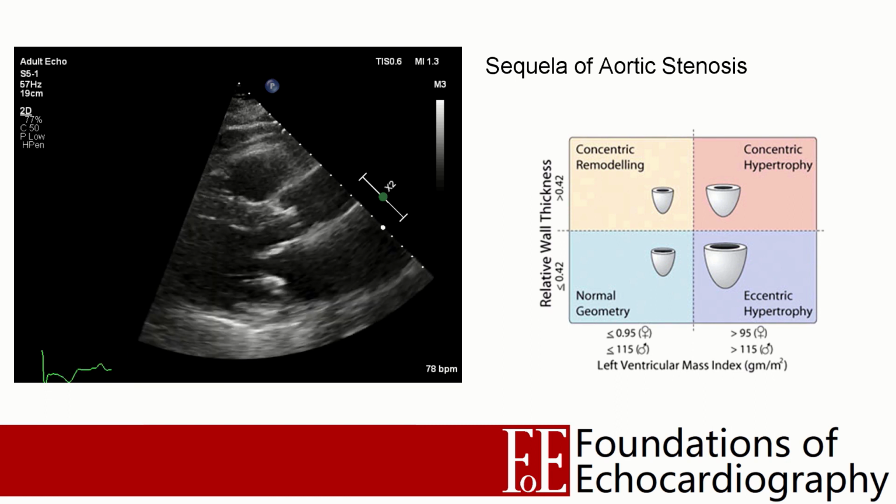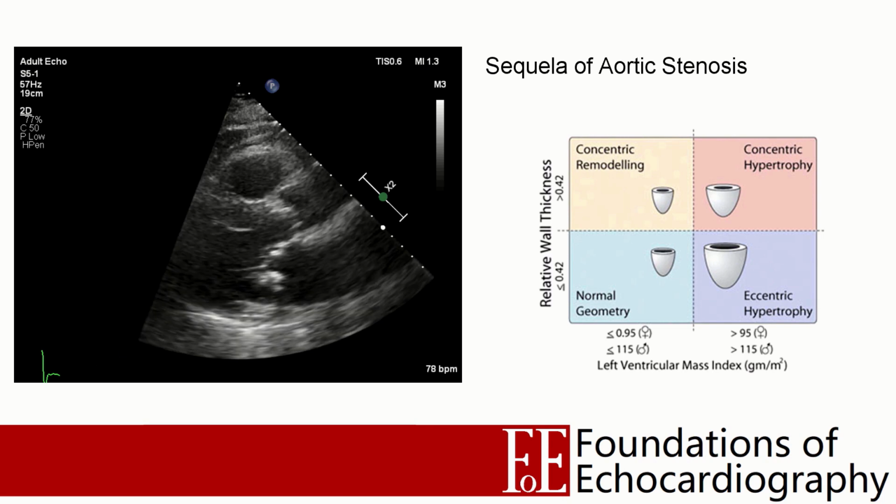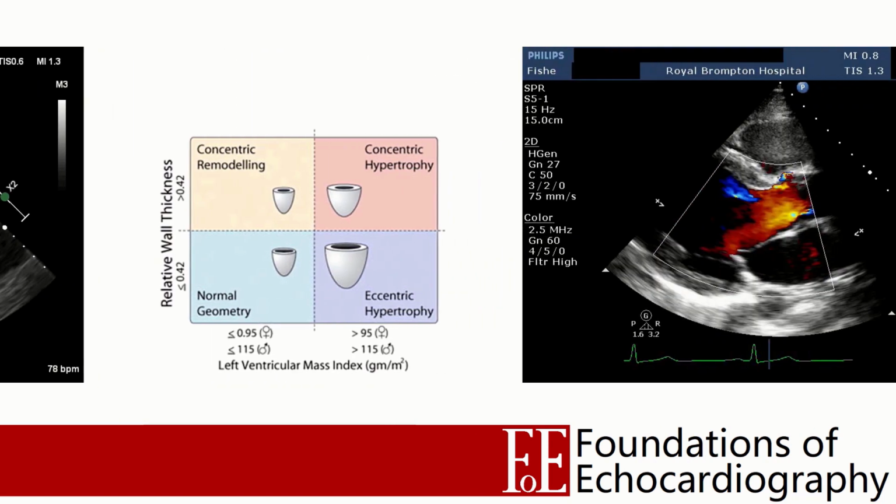When the 2D morphology of the aortic valve leads you to suspect aortic stenosis, it's worth asking if the LV walls are thickened, as this would clearly support this diagnosis.